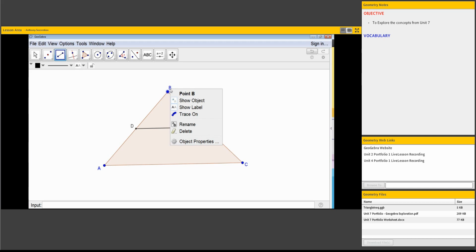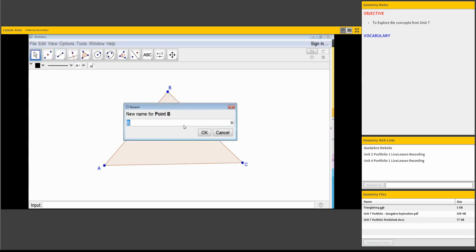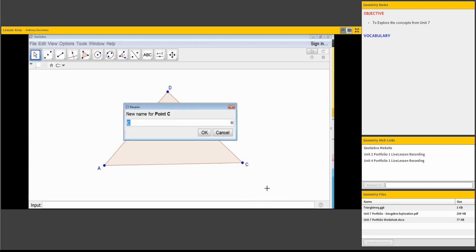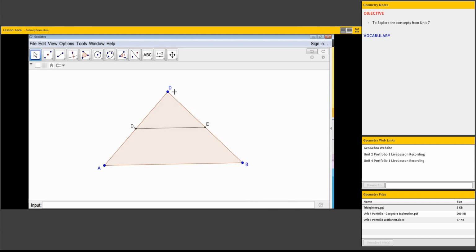So I'm going to change this to B. I'm going to rename this. For the time being, I'm going to say D. So I can't have two that are named B. I'm going to make this B. And if you make mistakes like that, you can always rename them to make sure it fits.